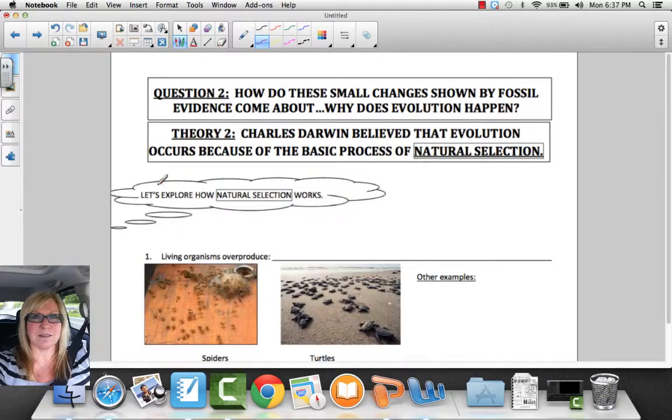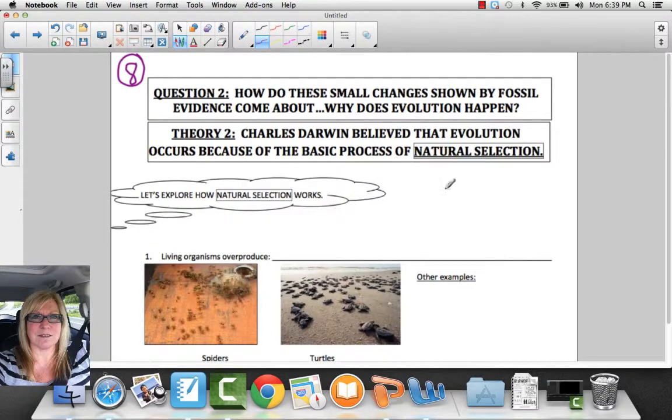Second question is, how do these small changes shown by fossil evidence come about? So why does evolution happen? Well, Charles Darwin believed that evolution occurs because of the basic process of natural selection. So now we have to define what natural selection is. And I'm sorry, I've continued on to page 8. You have an activity that you're going to be doing in between, but in case you're trying to figure out where I am, I'm on page 8.